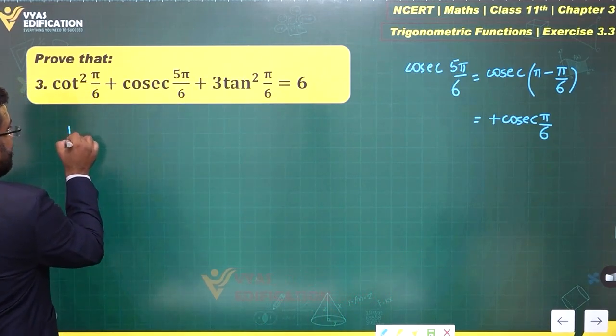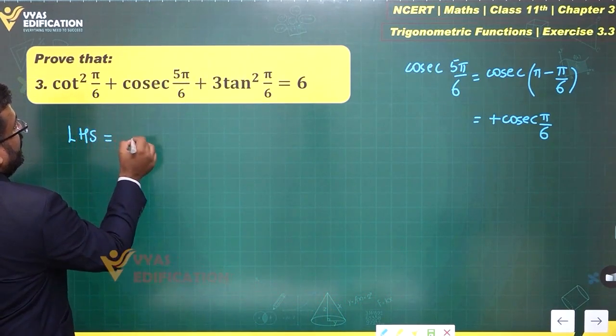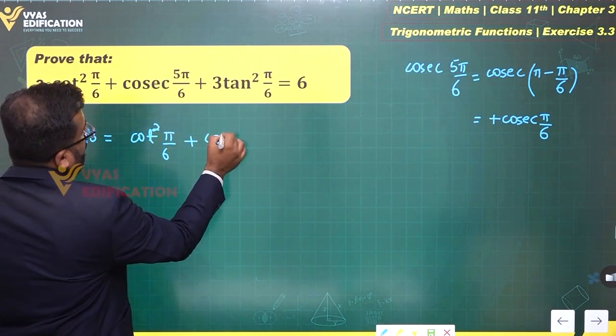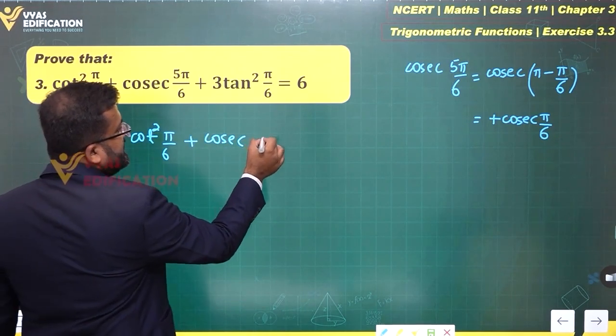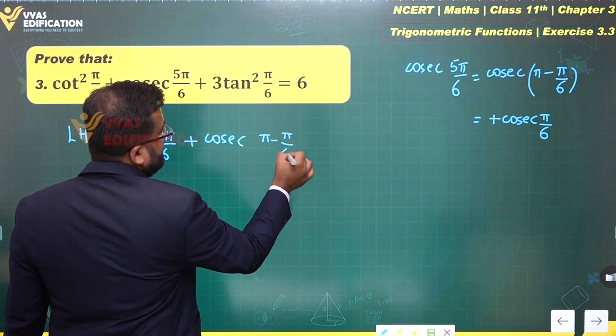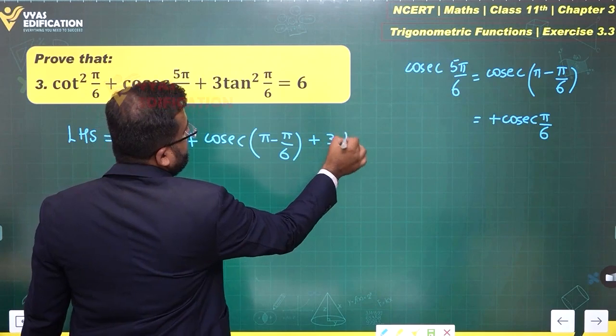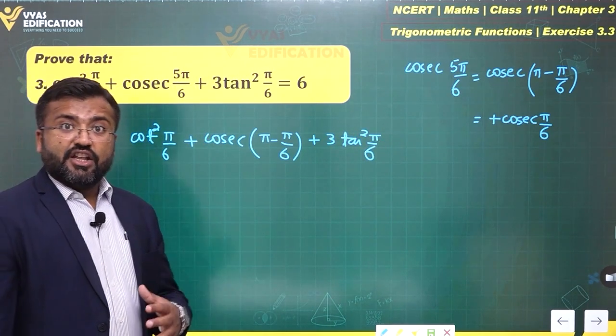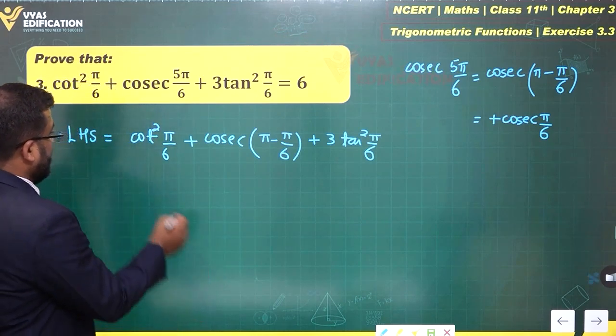The LHS. LHS is equal to what? This is cot square pi by 6 plus cosec 5 pi by 6, which is pi minus pi by 6, and plus 3 times tan square pi by 6. This is what I have in the LHS. Now let's take a look at each and every value one by one.